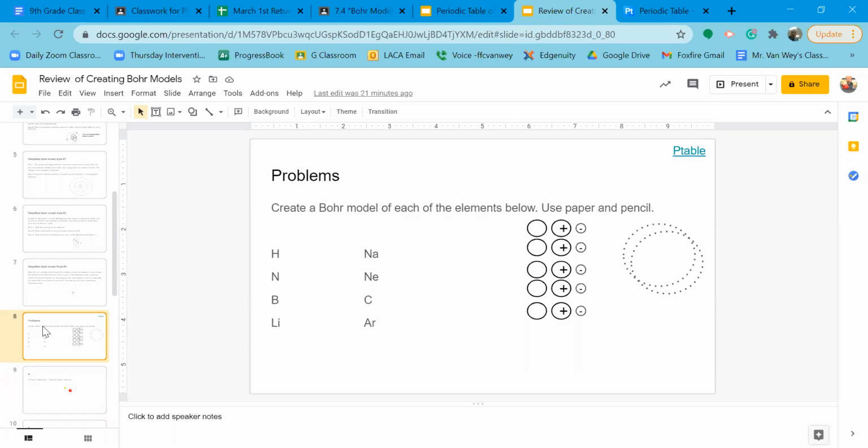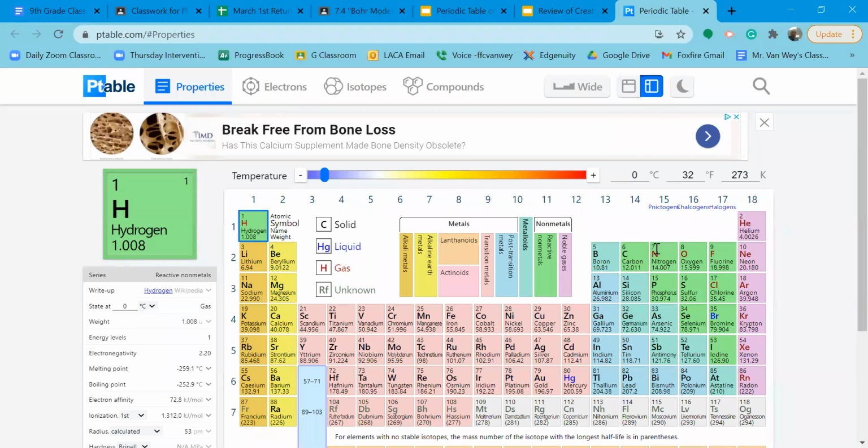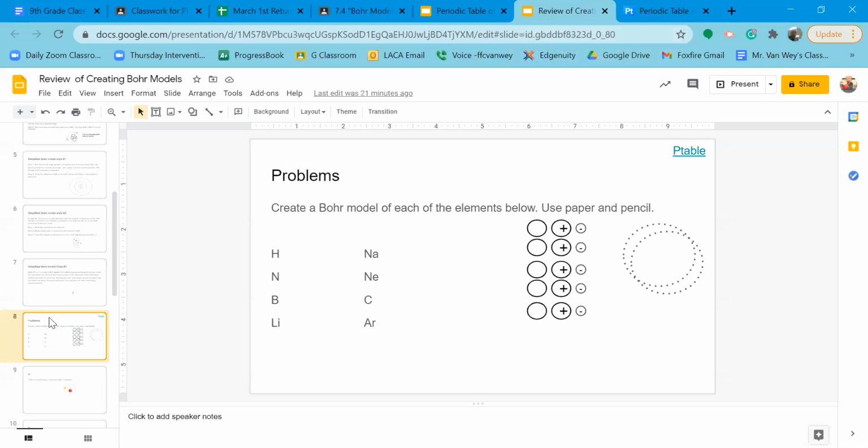The next problem is nitrogen. For nitrogen, we're going to look it up. So we're going to draw 7 protons, and then we're going to find the number of neutrons. It's 14 minus 7, so 7 neutrons. 7 protons, 7 neutrons, and then we need 7 electrons. Well, this is in the second period, right? It's in the second row on my periodic table. So I know it's going to have 2 electron shells and 7 total electrons.